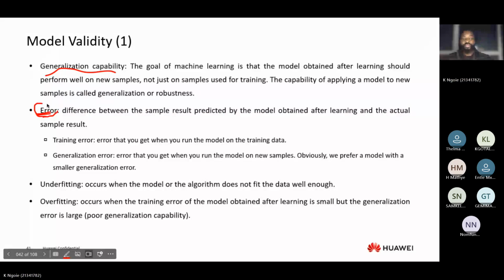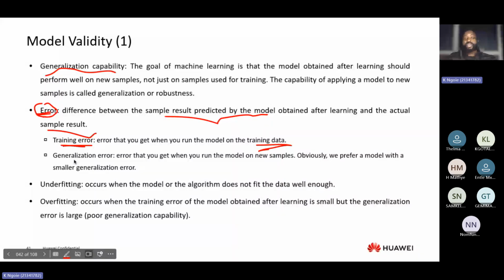Okay. So what is the error? The error will be the difference between the sample results predicted by the model and the actual sample results. That is called the error. So what types of error do we have? We can have two types of errors. We can have an error that we get during the training, which is a training error. So an error that we get by playing with training data is called a training error.